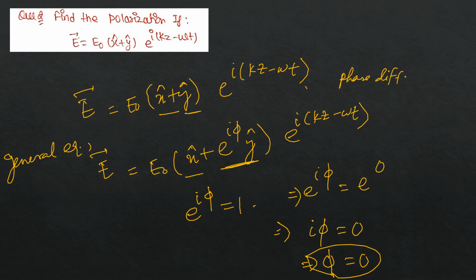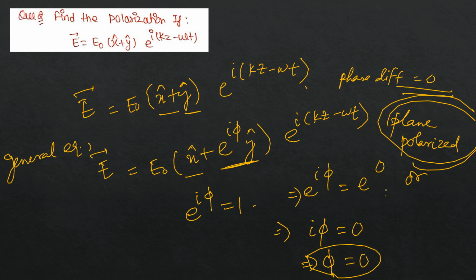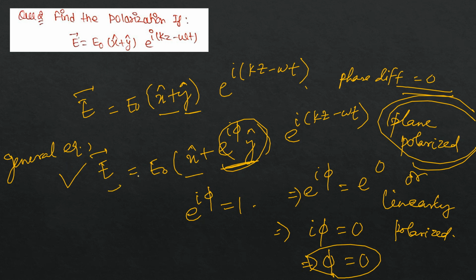If phase difference is 0, then which polarization? Linear polarization or plane polarized? Linearly polarized or plane polarized. Okay, simple. We just try to compare it with the original equation of the electric field wave. So this is it. This is question number two.